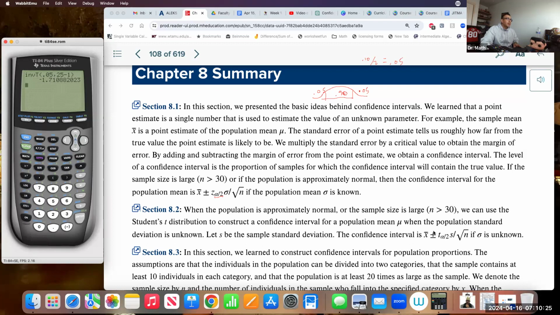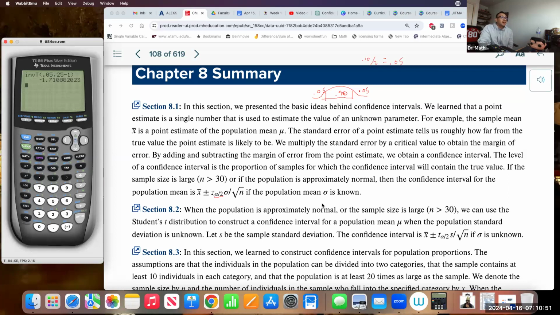And sorry for the delay. I was just looking at this and there's an error, because look at this note that they have here in the summary. It says, then the confidence interval for the population mean is this, if the population standard deviation sigma is unknown. So if the population standard deviation is known, excuse me. So there should be standard deviation, but that's okay. We all make mistakes. All right.